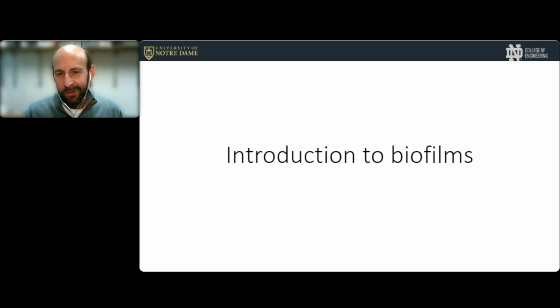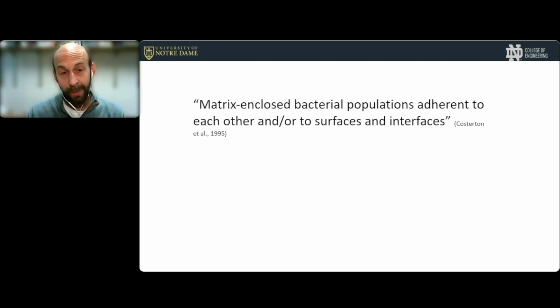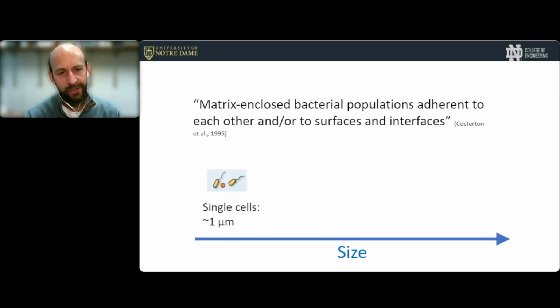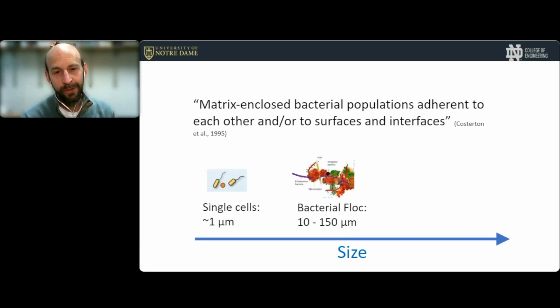Okay, so I assume many in the audience are familiar with biofilms, but still I'll give a quick introduction. Biofilms have been defined as matrix enclosed bacterial populations adherent to each other and or to surfaces and interfaces. So what does a biofilm look like? Well, let's start by looking at suspended bacteria. If we have single cells, the size dimension might be around 1, 2, 5 microns, and they're separate from each other. We can also have flocs. Flocs in some ways are similar to biofilms, but they're smaller and typically don't have defined structures. So they don't have as much of substrate gradients and defined microbial community structures.